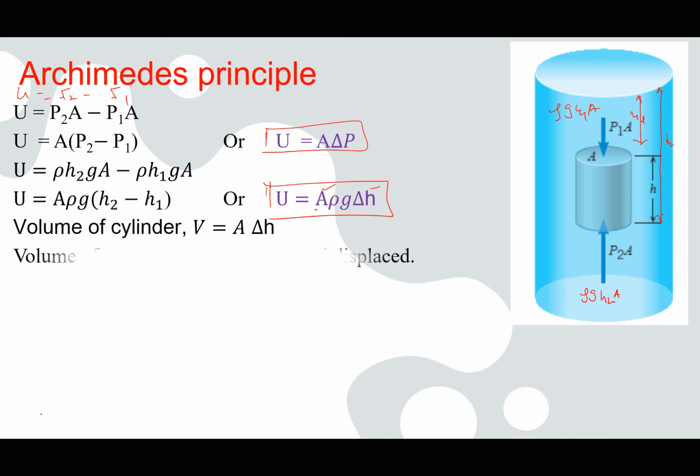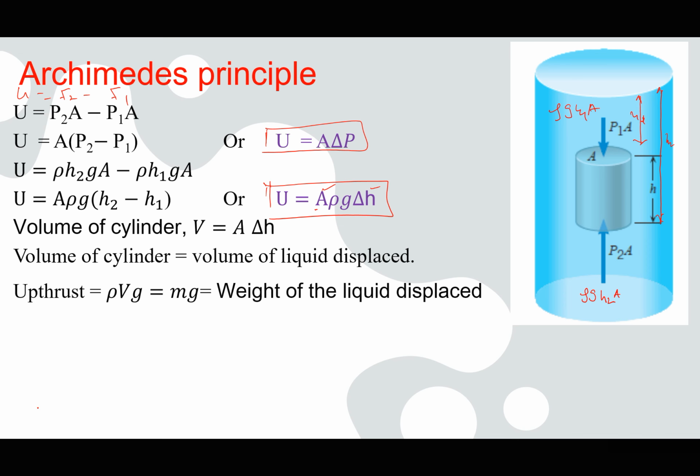So the volume of the cylinder, therefore, is equal to the volume of the liquid which it displaces. Volume of the cylinder is going to be the same as the volume of the liquid which the cylinder displaces. So what does that mean? It means that the upthrust is going to be equal to the density times G times cross-sectional area times delta H, which is V. So the upthrust will be the density times V times G.